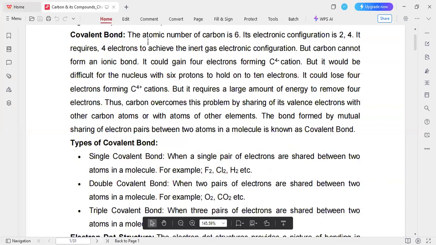Covalent bonds. The atomic number of carbon is 6. Its electronic configuration is 2, 4. It requires 4 electrons to achieve the inert gas configuration. So, can carbon not form an ionic bond?